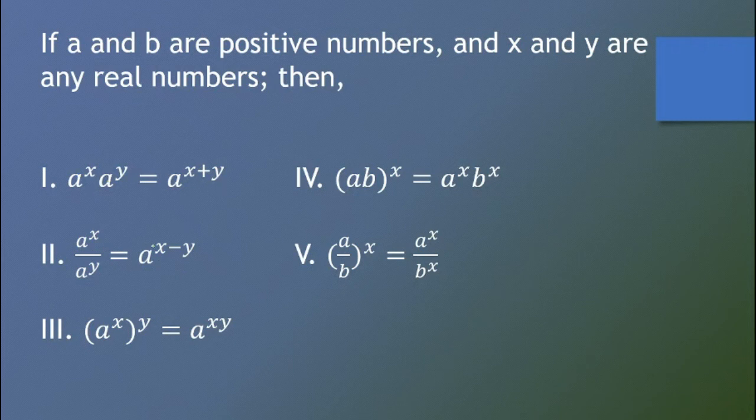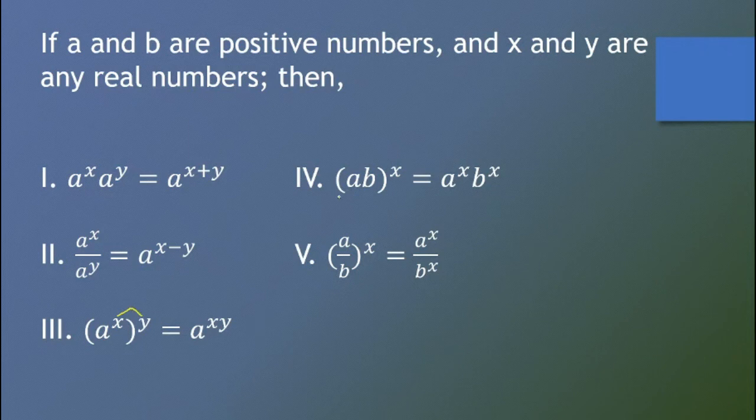Next, for number 2, kapag nag-divide tayo ng same base, ang kailangan lang natin gawin sa exponent ay i-minus. So, we have x minus y. Next, for number 3, kapag ang exponent ay meron pang isang exponent sa labas, ang kailangan mo lang gawin ay i-multiply ang dalawang exponent.